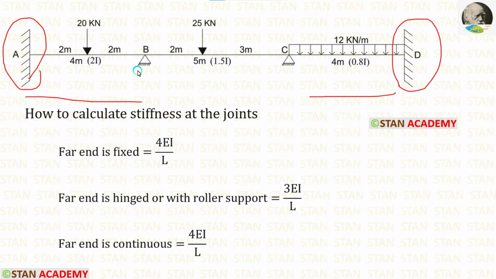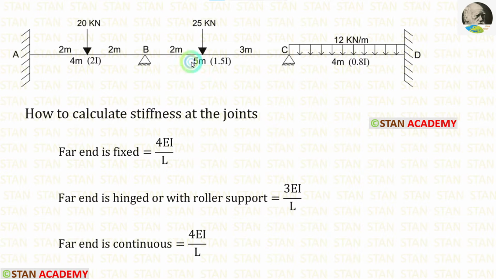In this case, we have to find the distribution factor only in the joints. In this beam, there are two joints, joint B and joint C. In these two joints only, we have to find the distribution factor. To find the distribution factor, we have to calculate the stiffness. Let's see the formulas to calculate the stiffness at the joints.